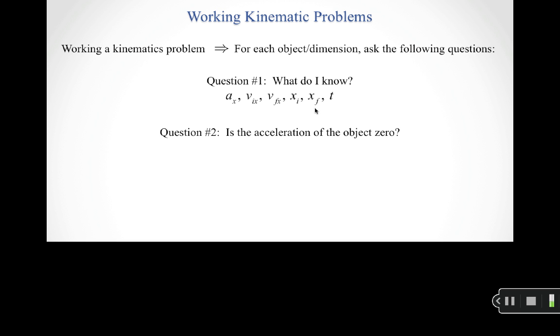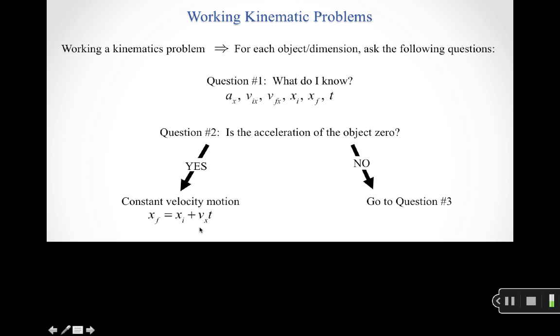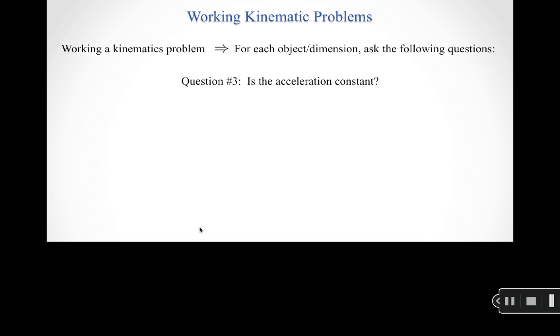And then, once we figure out what we know, the next question we're going to ask is, is the acceleration of the object zero? If it is, what that tells us is that we clearly have a constant velocity motion problem. And since it's constant velocity motion, there's really only one equation to describe it. So basically, if we know we have constant velocity motion, then we know which equation we want. If the answer to this question is no, then we're going to go to an additional question.